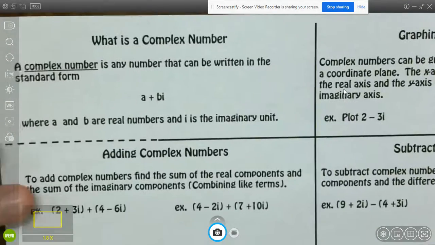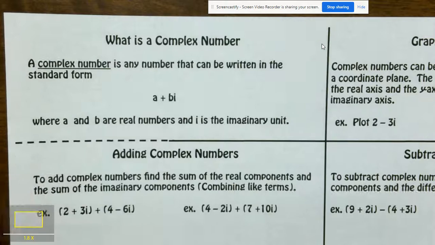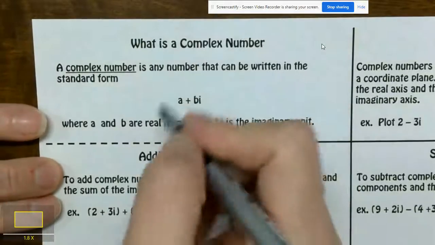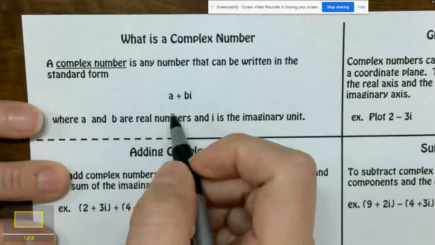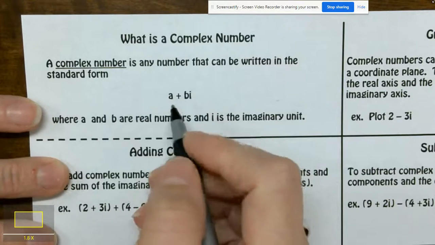Today we're going to be learning about complex numbers. So we're starting our unit on polynomials, and we're going to start it by learning about complex numbers. In this video, we're going to focus on what a complex number is and how you would graph a complex number in a coordinate plane.